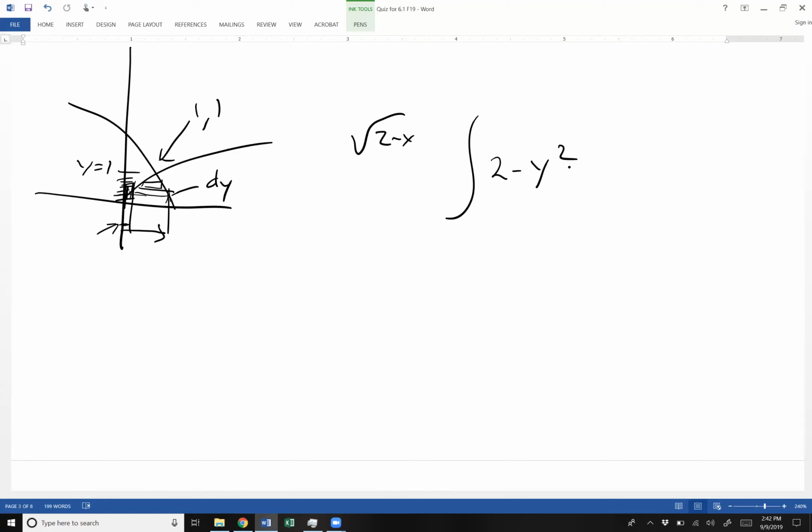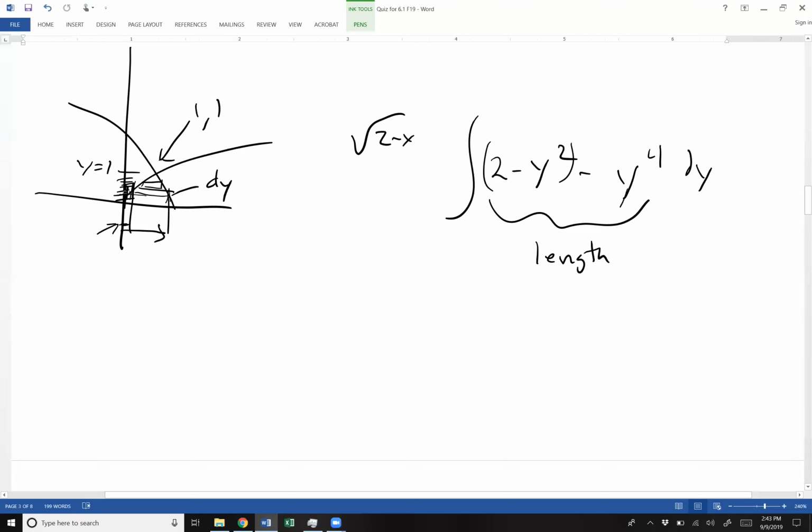So 2 minus y squared minus, what's my small distance over there? y to the 4th dy. So together, those give me the length of any of these rectangles. The distance from the y-axis over to the right part of my rectangle is 2 minus y squared, and then I have to subtract the distance from the y-axis to the y to the 4th part, that little piece.